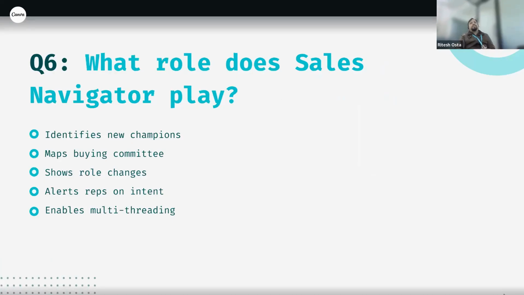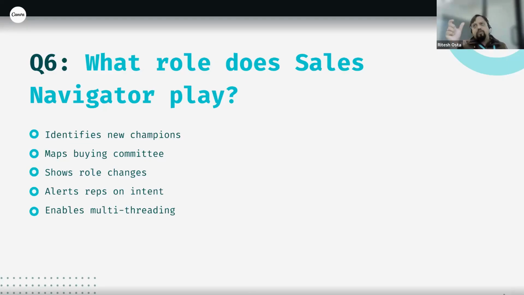All right, now question number six. What role does Sales Navigator play? Okay, I think personally, Sales Navigator has upgraded. LinkedIn is going full scale, full throttle when it comes to Sales Navigator, launching new features and agentic solutions within it. So I think Sales Navigator is going to play a more and more important role when it comes to B2B. It has great features to identify new champions and new accounts, map the buyer committee quickly using AI prompts, and show role changes quickly.